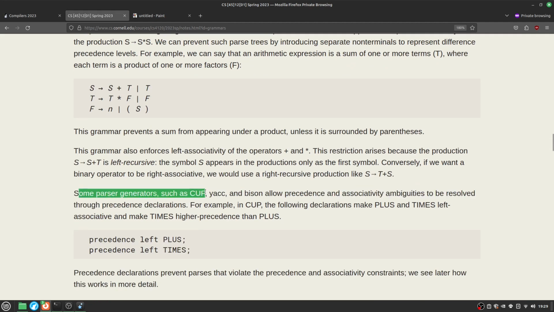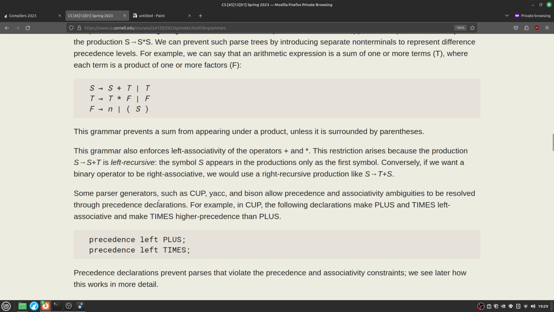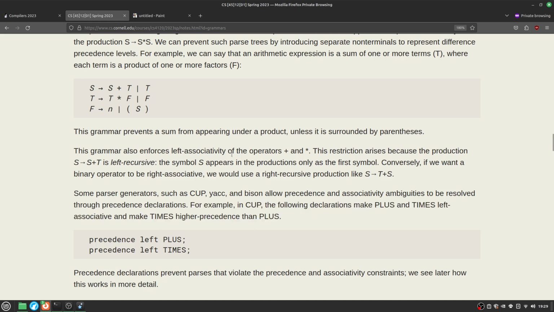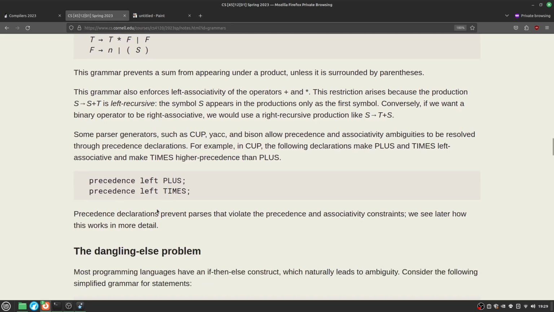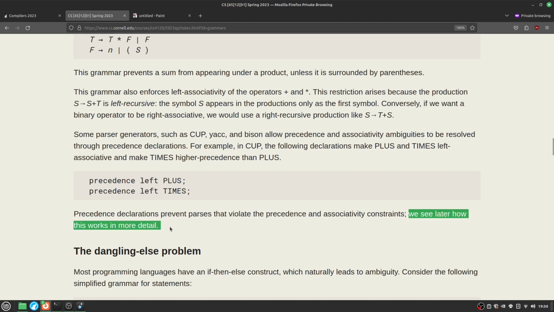Some parser generators such as CUP allow precedence and associativity ambiguities to be resolved through precedence declarations, which is a lot easier to understand. For example, in CUP, the following declarations make plus and times left associative and make times higher precedence than plus. Precedence declarations prevent parsers that violate the precedence and associativity constraints. We see later how this works in more detail.